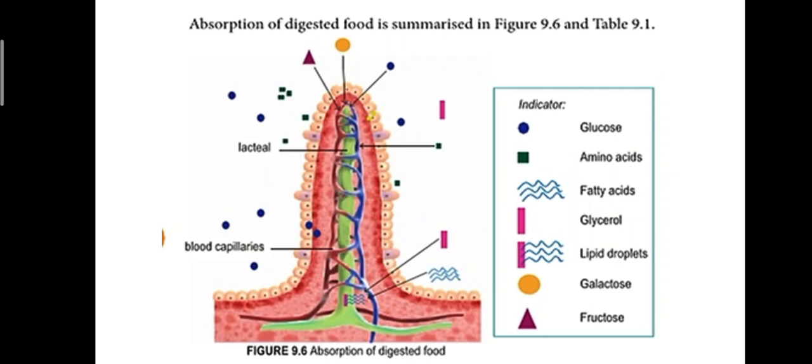So this is the absorption of digested food. This is the villus. What surrounds it is the epithelial cell, only 1 cell thick. In the middle, the green one is the lacteal, and it is surrounded by blood capillaries. This is where glucose and amino acids go. What enters through the green lacteal are the glycerol and fatty acids, the lipids. They will be transported in the lacteal.